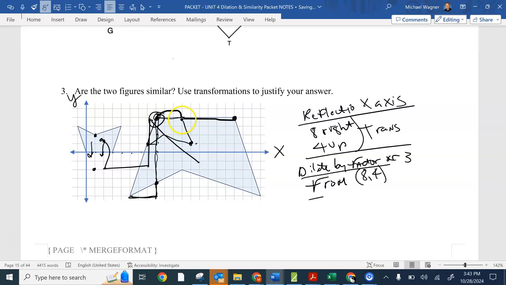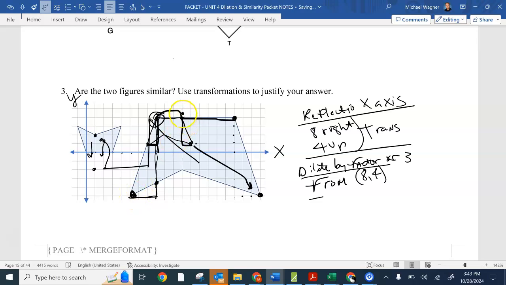And then this, instead of going down 3 and over 1, times 3 would go down 9 and over 3, 2, 3. So that one matches up with this point over here. Okay. And then this point, instead of going down 3 and over 1, should go down 9 and over 3. So that matches up to that point.